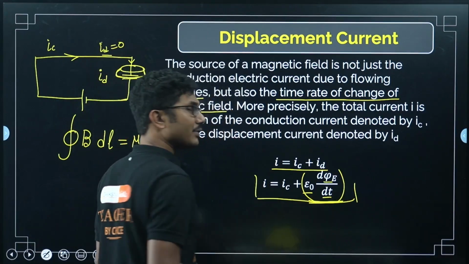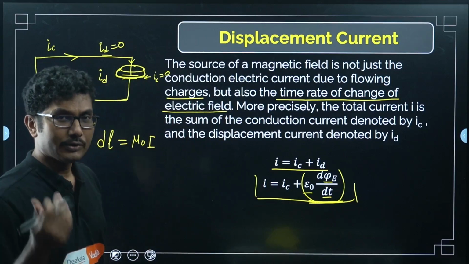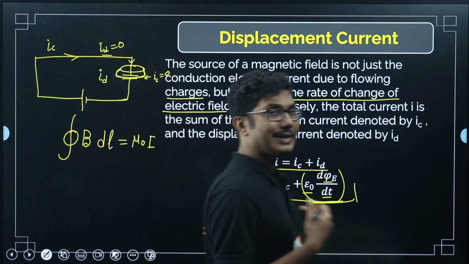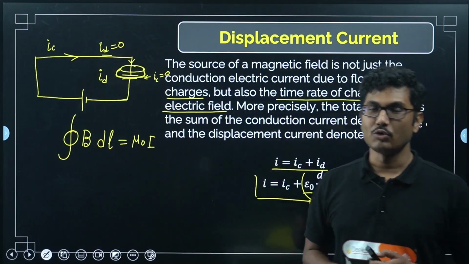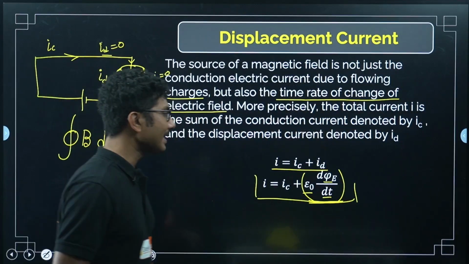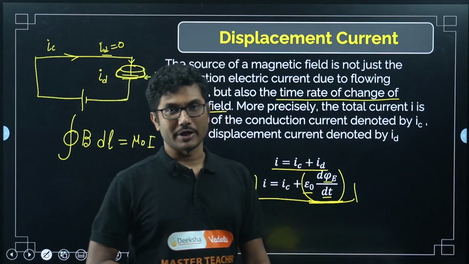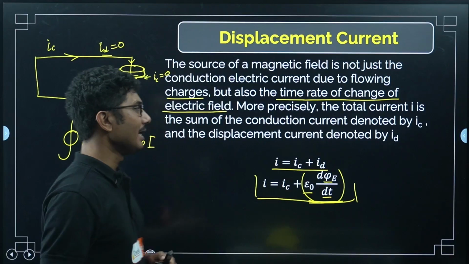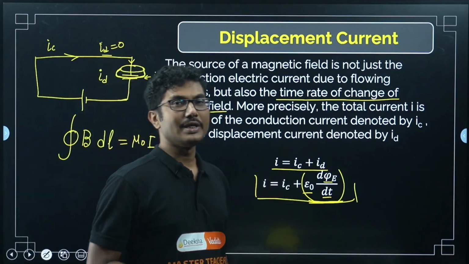Most of the circuits that we are studying have continuous current, but when it comes to discrete charges, motion of a single charge, where no proper circuit is given, in that case this becomes very, very important. Whenever there is a break in the circuit, this current becomes very, very important.